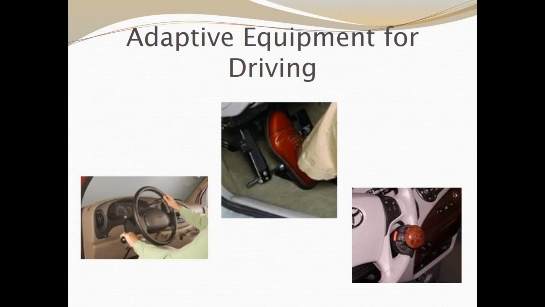Here's some pictures of adaptive driving equipment. They're not great photographs, but you kind of get the idea. The picture on the left, those are hand controls. So this would be someone who was no longer safe to drive with their feet for whatever reason, be it impaired sensation or you don't have enough movement in your ankles anymore to control the gas and the brake with your foot. They install hand controls so that you can control the gas and the brake with the hand control on the left, and then you would drive with your right hand.